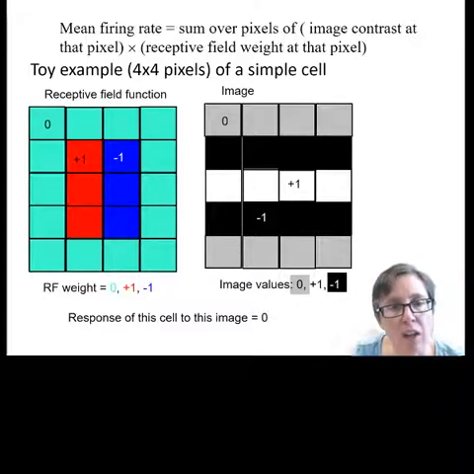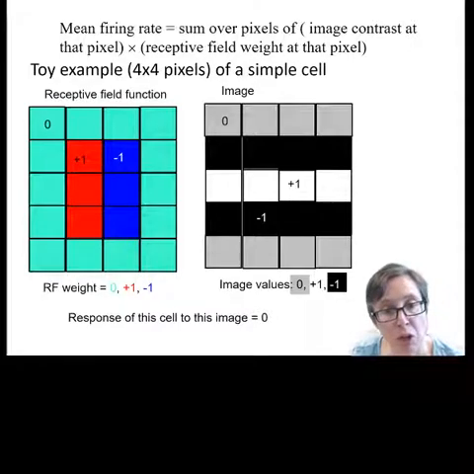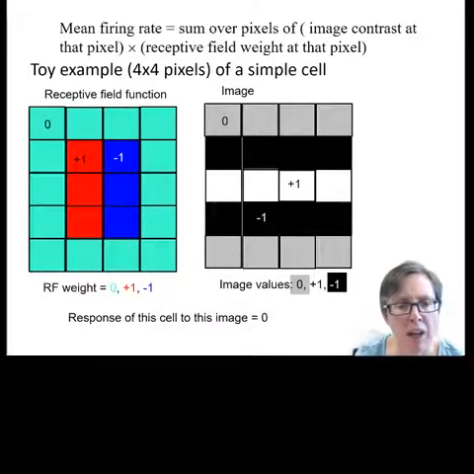So this cell actually shows an important property. It's tuned to the orientation of bar stimuli. As we saw, it responded very well to a vertically oriented bar of the appropriate location, but it doesn't respond to a horizontally oriented bar, and that's an important property of V1 neurons.